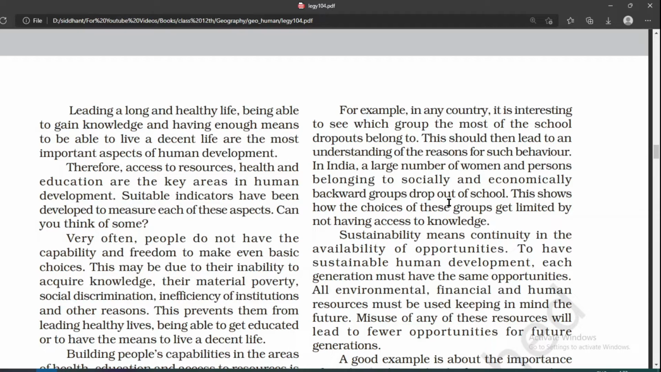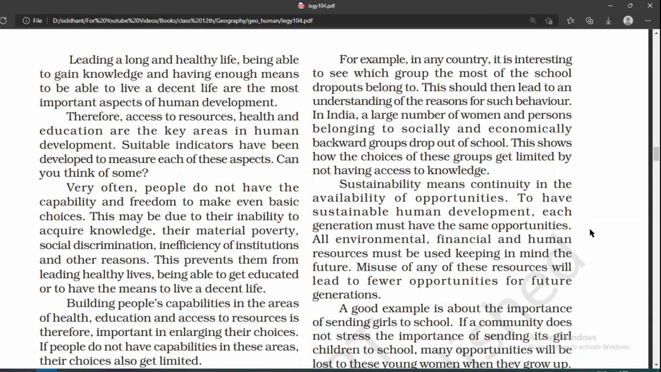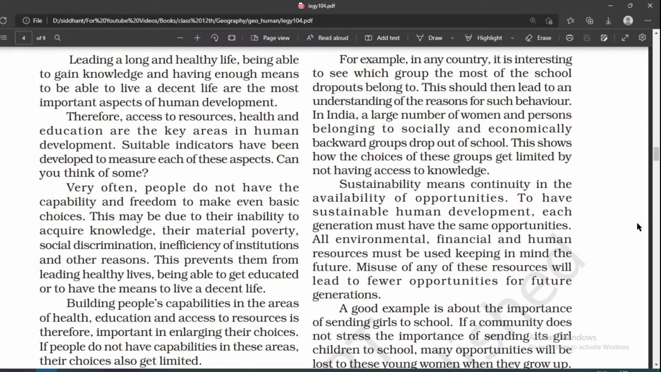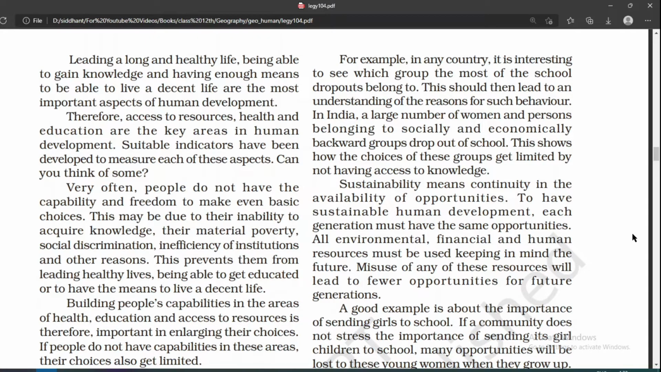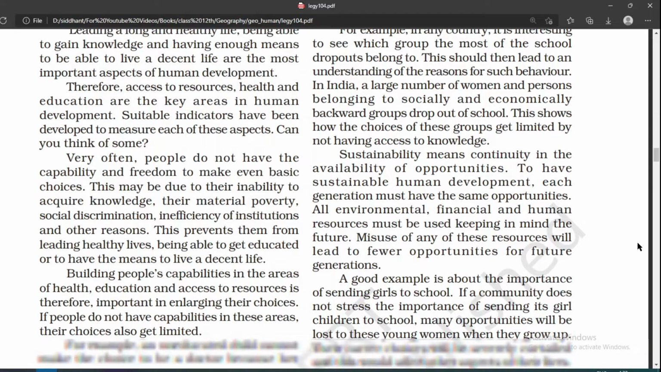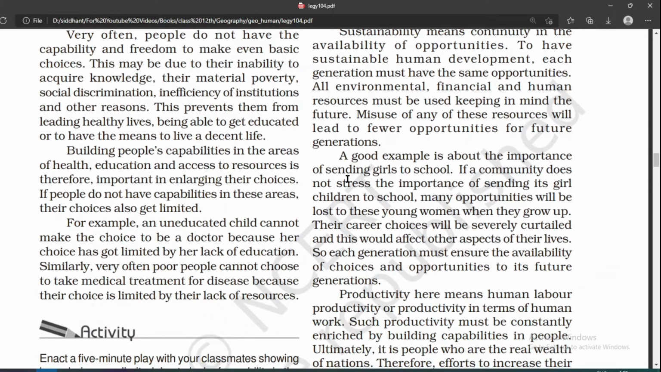Sustainability means continuity in the availability of opportunities. To have sustainable human development, each generation must have the same opportunity. All environmental, financial, and human resources must be used keeping in mind the future. Misuse of any of these resources will lead to fewer opportunities for future generations. A good example is about the importance of sending girls to school.